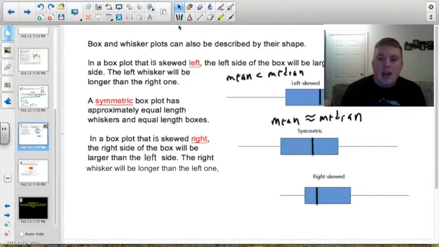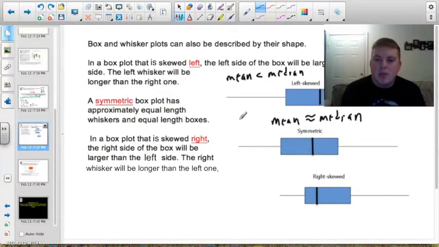But in this case, since the data is being pulled to the right, our mean will be greater than the median.